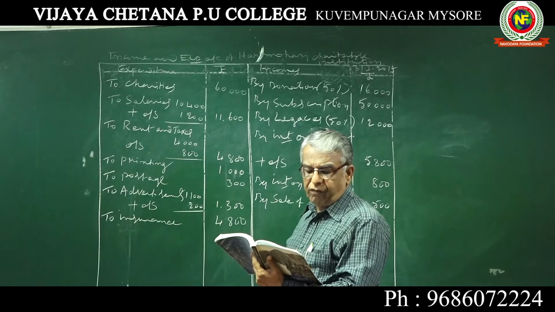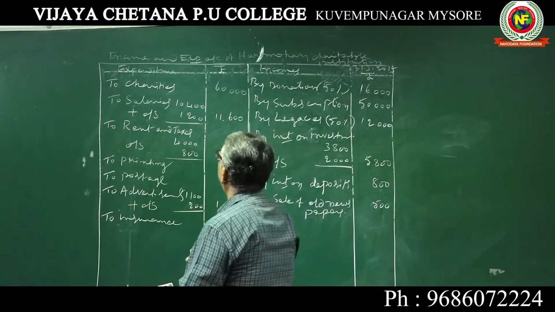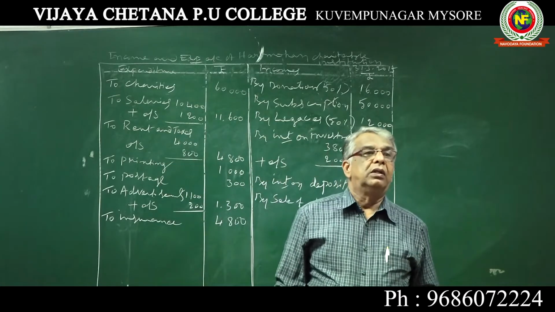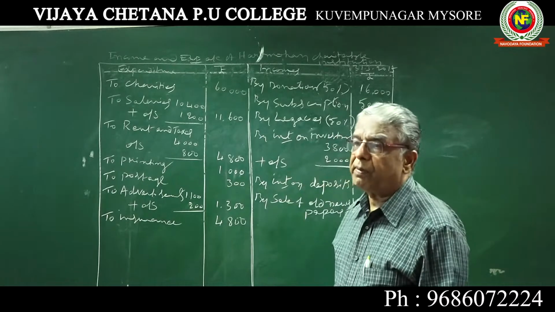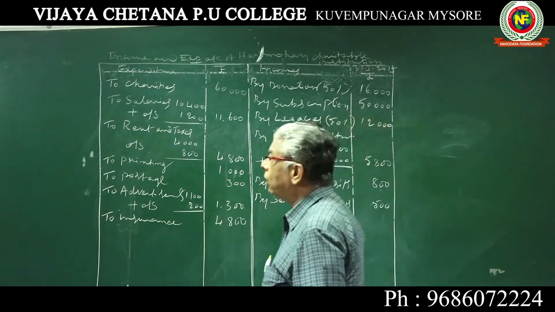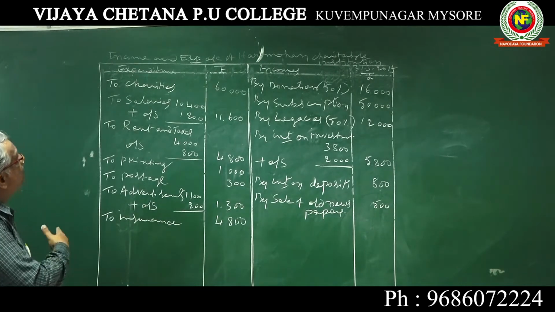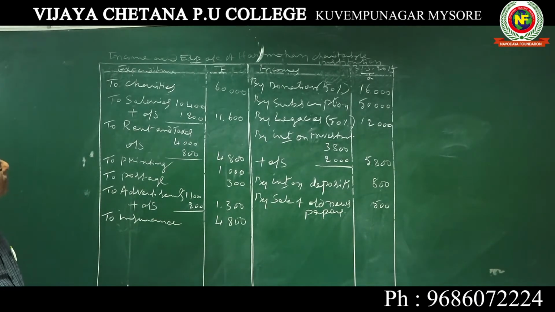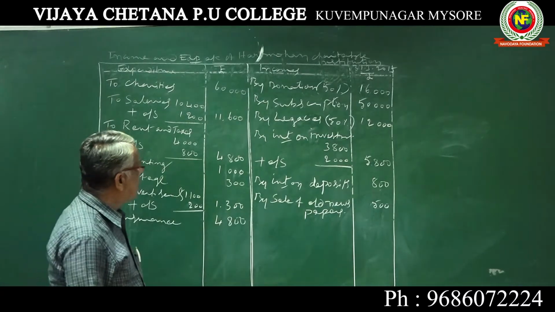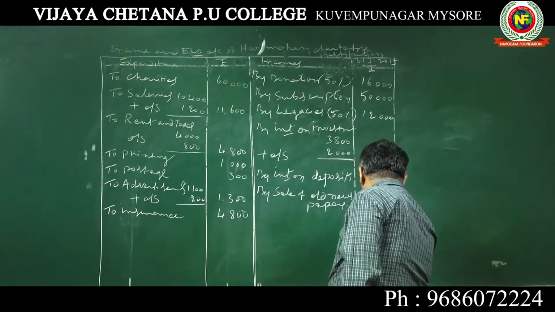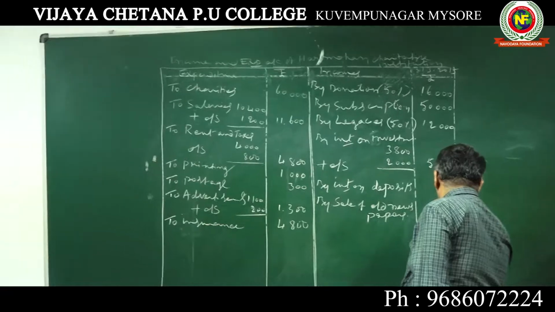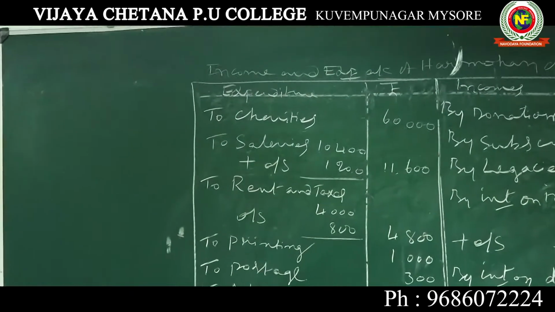So now you find out the difference between these two. As I have already told you, the income and expenditure account represents either excess of income over expenditure or excess of expenditure over income. So in this problem, just by observation, we are able to say that the income side is more than the expenditure side. So now you total this income side first.